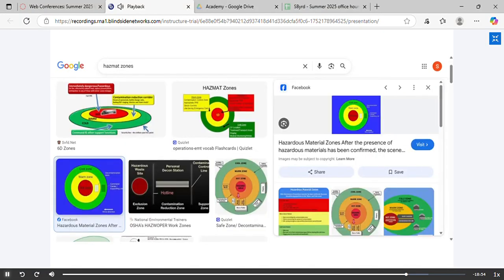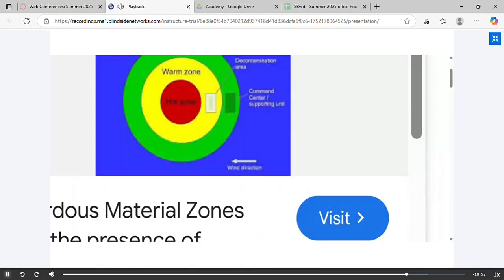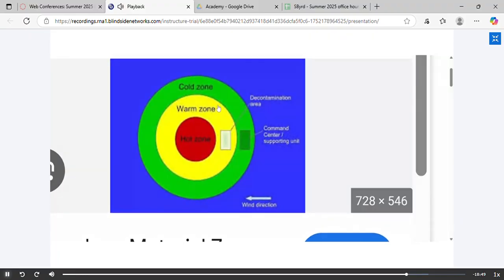All right. So let's just start with the hot zone. Hot zone is going to be the center. Okay, and like I said, that's going to be the area immediately surrounding the substance release. This is the most contaminated area. Okay, access to this area is strictly restricted, very restricted, to only those with specialized training. You as an EMT will never, ever, ever find yourself in the hot zone. Okay, that's not where you go at all.